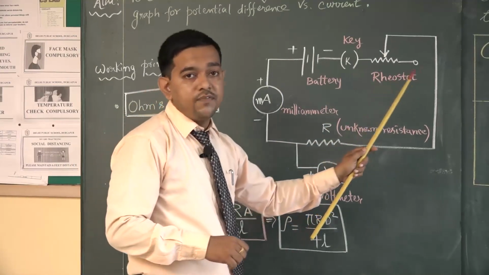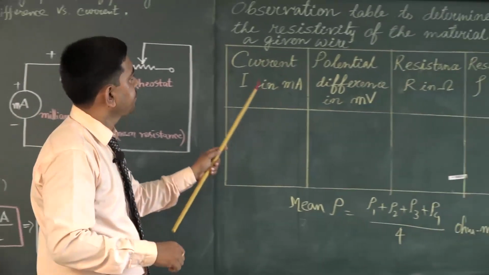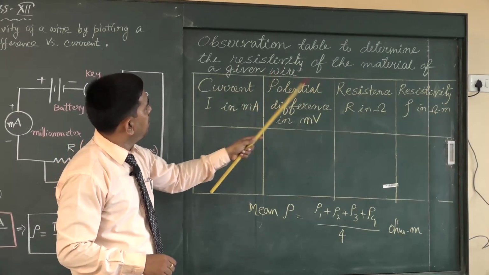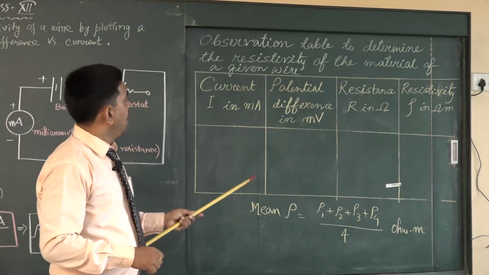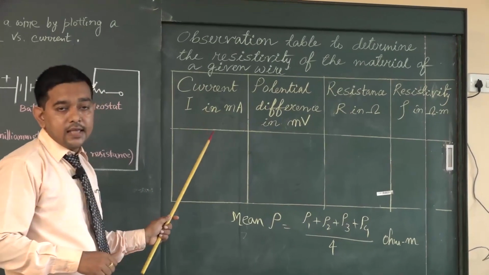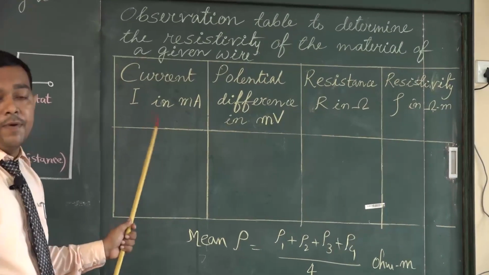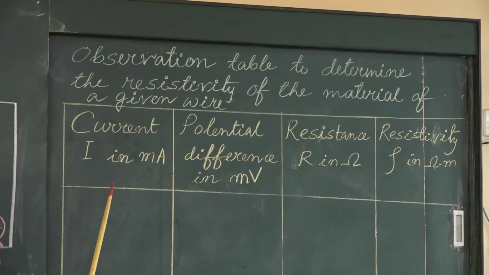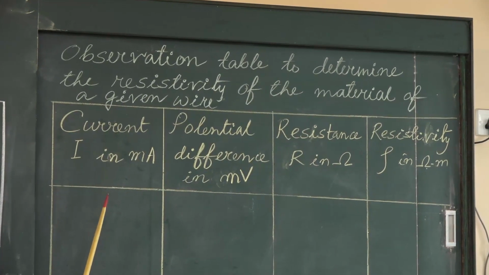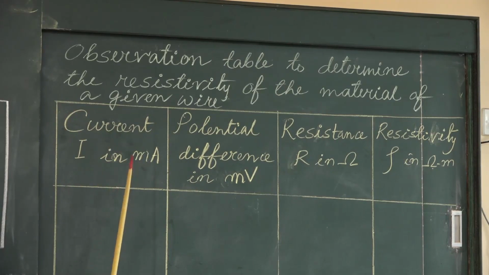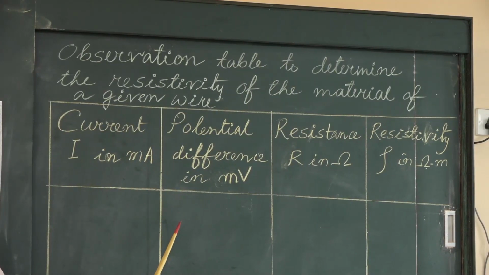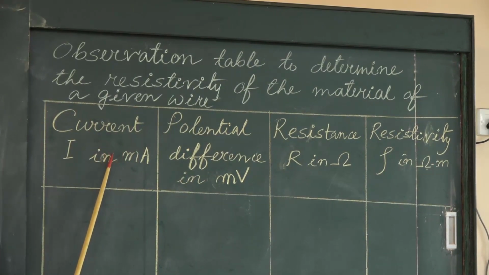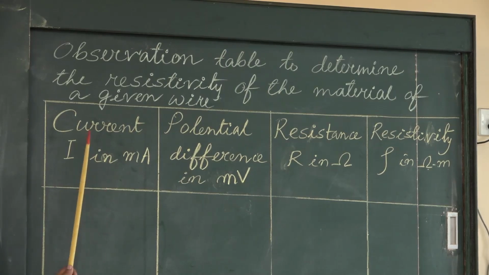So this is the procedure in the experiment. Now let us move on to the observation table on this side. This is the observation table to determine the resistivity of the material of a given wire. The first column is current, because current is the independent variable. We change the current as per our choice by changing the slider in the rheostat. If we vary the resistance in the circuit, the current will vary, and accordingly the potential drop will be observed across the unknown resistance R. So current is the independent variable, and we have kept it in the first column.